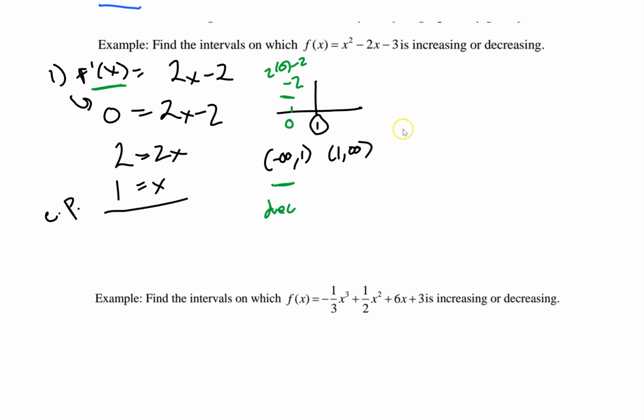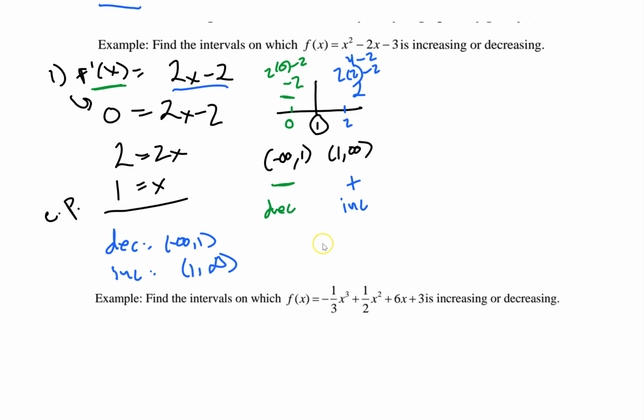On this side over here, 1 to infinity, pick a test point, something like 2. Plug it into the equation. So 2 times 2 minus 2, I get 4 minus 2, which is just 2. That's a positive value, so it means I'm increasing here. So for this graph right here, you're decreasing from negative infinity to 1, because of that portion right there, and you're increasing from 1 to infinity. So that's how you do it using a sign chart.